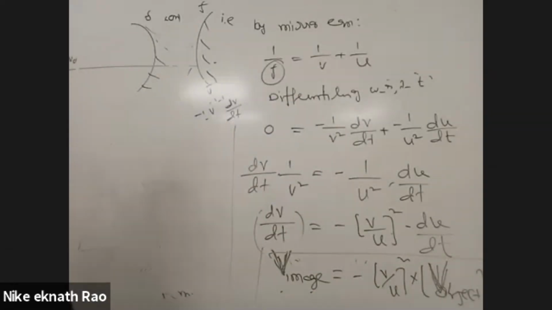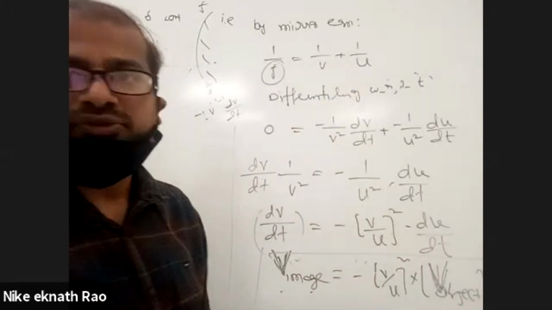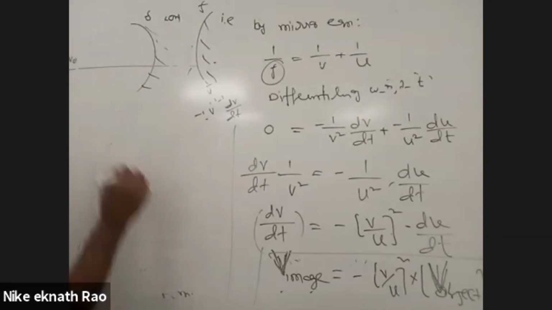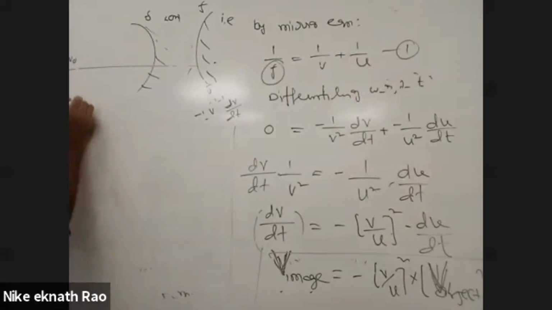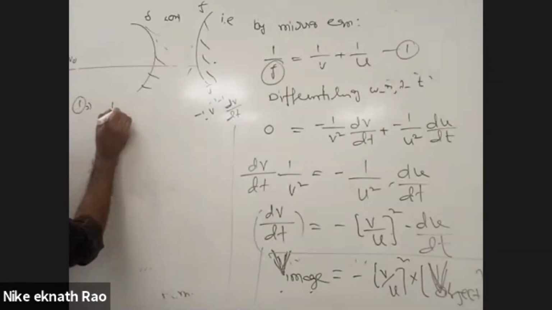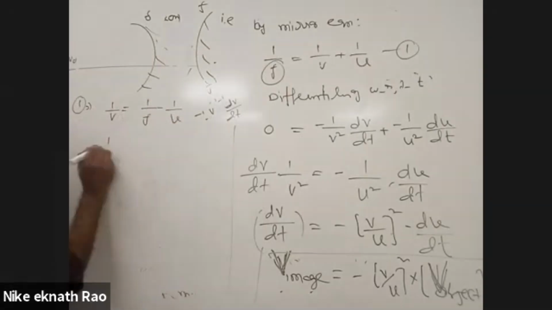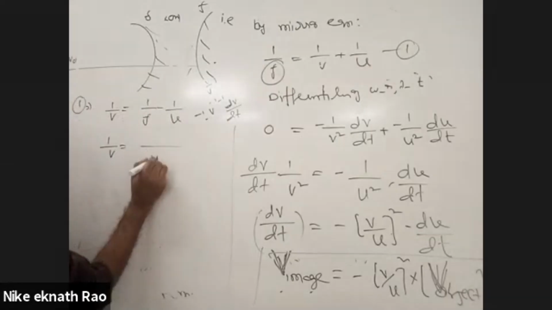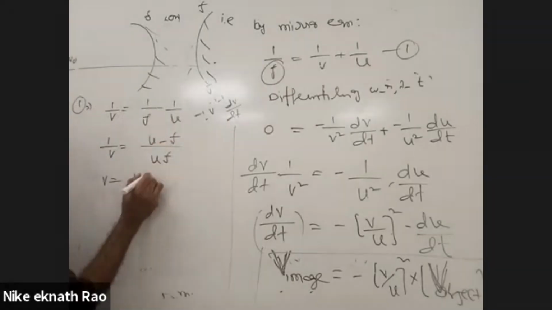So you can also find out the D value by substituting in terms of focal length. Sometimes you may be asked in terms of focal length distances. Ideally, this formula: 1/v = 1/f - 1/u. So v will be uf by u minus f.